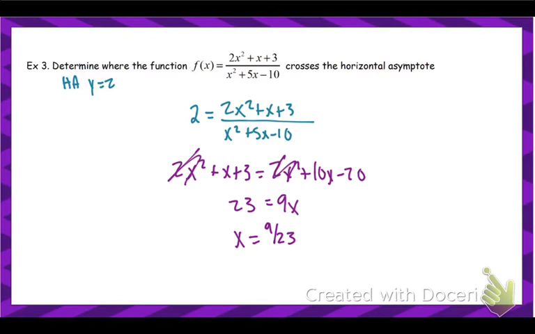And then let's say you want to write the coordinates. Well, I already know the y coordinate. The y coordinate is 2. So when x is 23 over 9, this graph is going to cross the horizontal asymptote, which has a y value of 2.